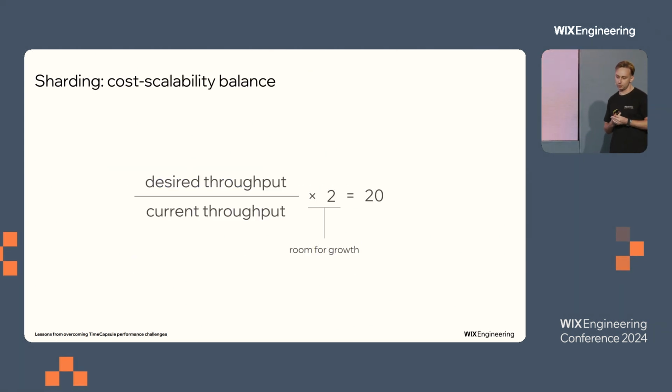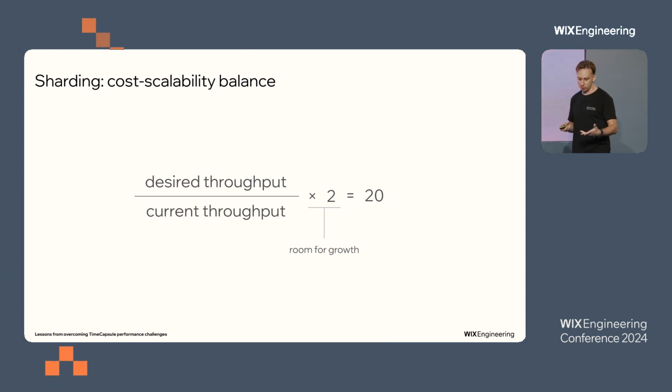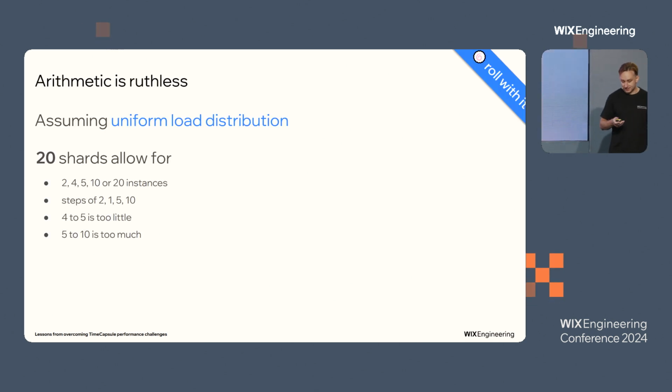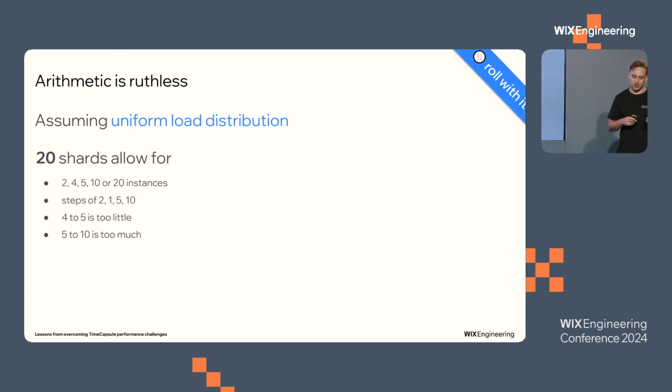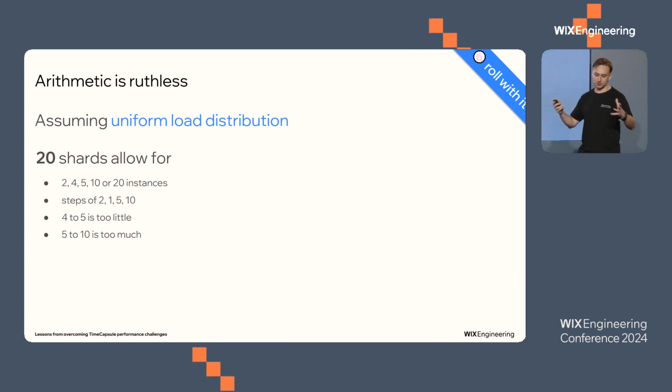This was a very easy data-driven decision. We knew that we wanted to increase our throughput by a factor of 10. That gave us room for improvement, so we settled on 20 shards. And that's how it worked until we implemented autoscaling, because initially, TimeCapsule worked with only 4 instances without autoscaling.